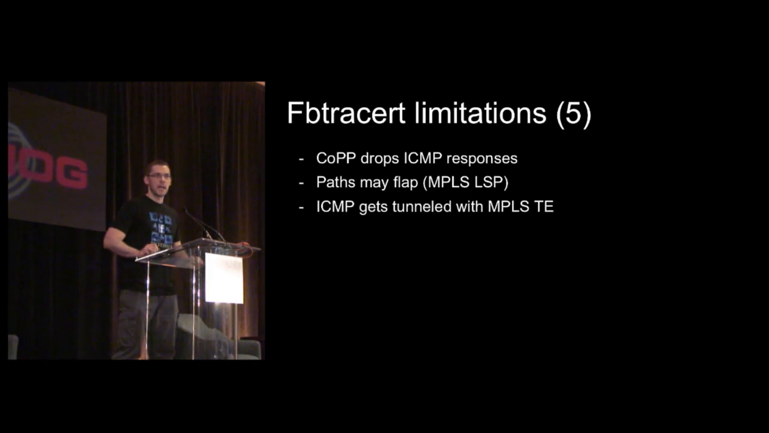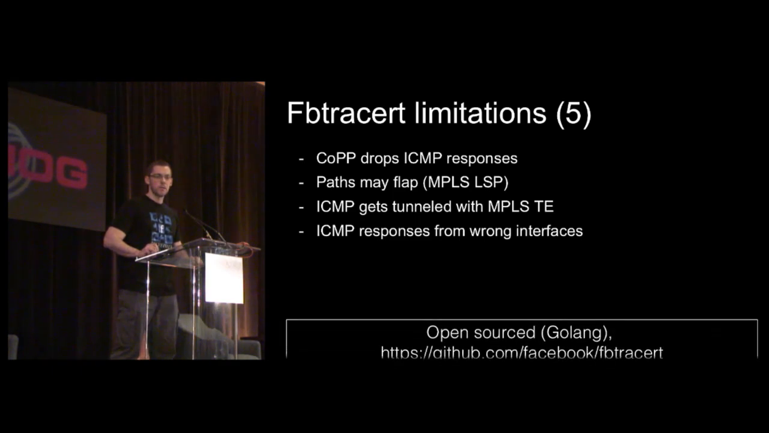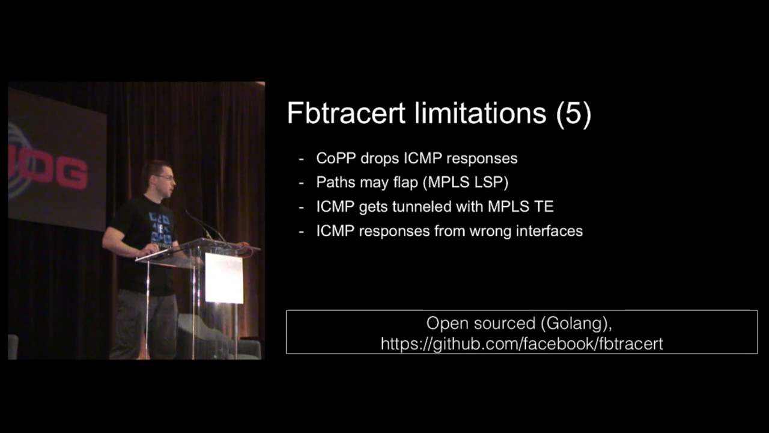Also, in MPLS networks, ICMP responses often get tunneled back to destination before being sent to the source. This also makes the outputs more noisy. And lastly, we've seen some implementation issues in trace route. For example, devices from some vendors respond with ICMP messages from wrong interfaces, or replace the source address with an incorrect value altogether. Despite all of this, we found that this is a useful tool, and this is why we decided to open source this as well. And this time it's in Go, so it's a more friendly language than C++.